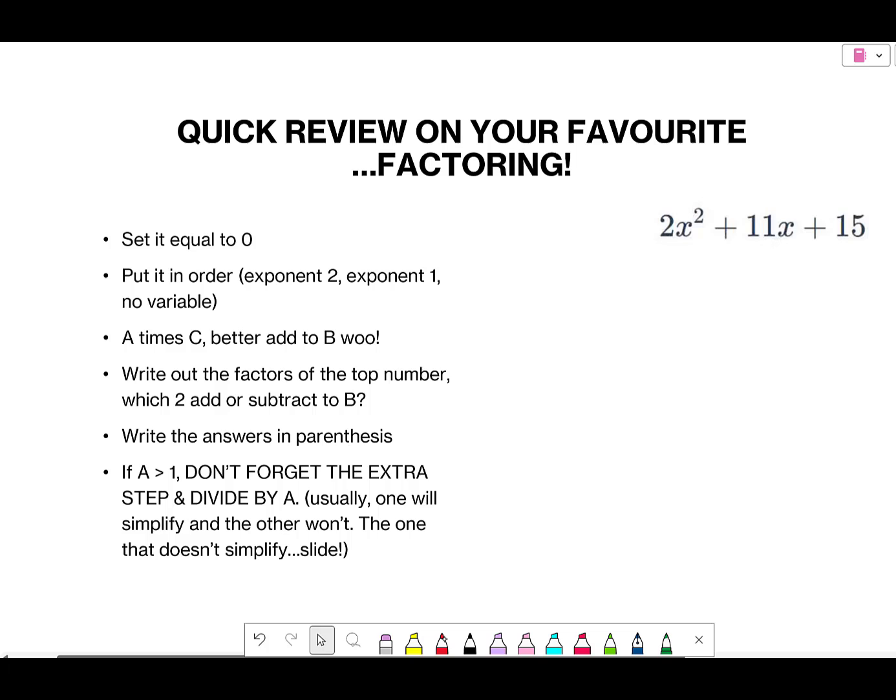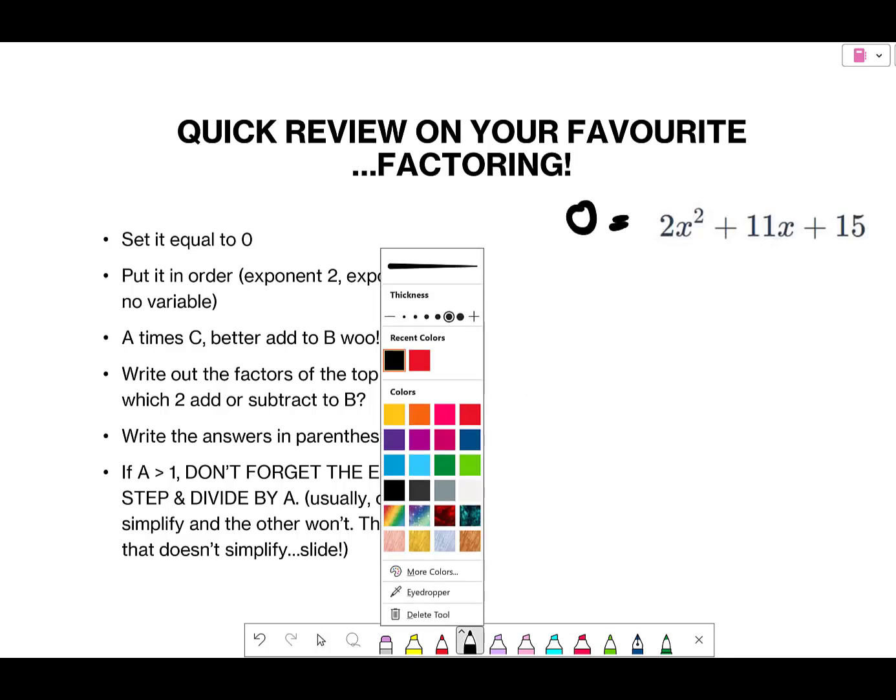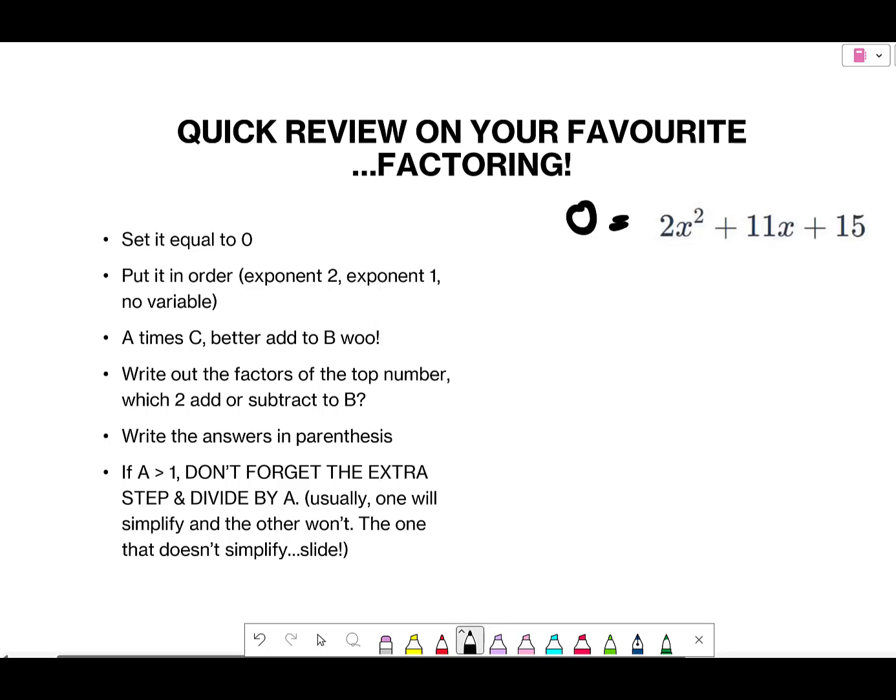So on the left side I put some steps, some reminders. The first one is you always have to set it equal to 0. For this example here, it is not an equation, so we already know that it equals 0 and that it's set up and ready to go. The second reminder says you need to put in order: exponent 2, exponent 1, that one's invisible, and then no variable. So this one, again, is already in order. Okay, now we're going to start factoring.